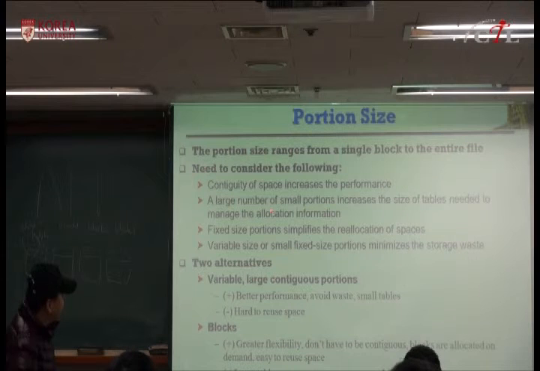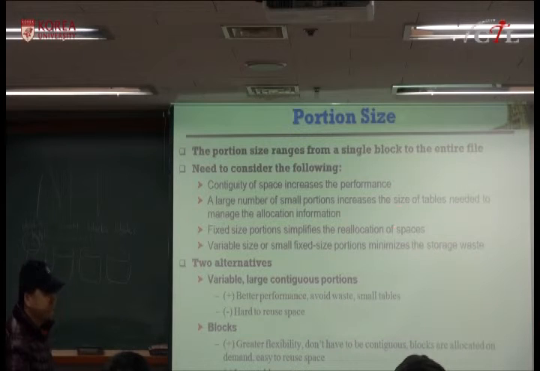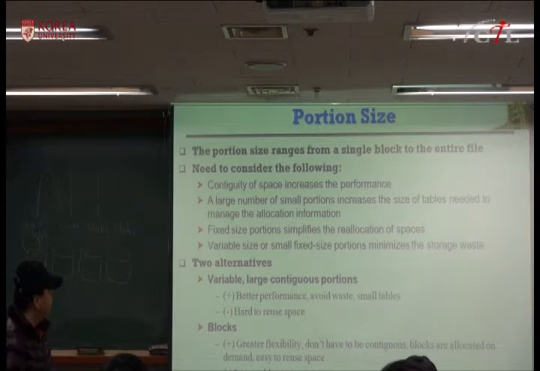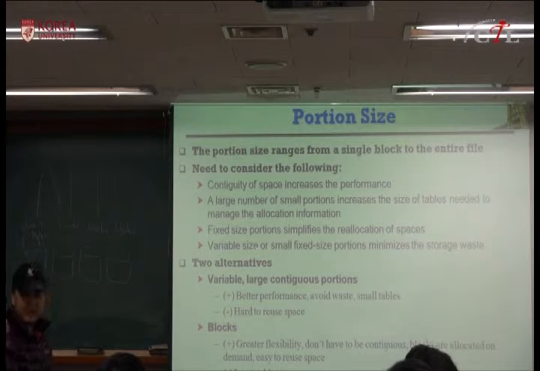A large number of small portions increase the size of the file allocation table, and you need to manage the allocation information. Fixed size portions simplify the reallocation of space. Okay, because this portion is the allocation unit. If it's fixed, then it's easy to allocate, easy to reuse because it's the same size. Variable size or small fixed size portions minimize storage waste. So fixed size is like paging, and variable size is like segmentation.